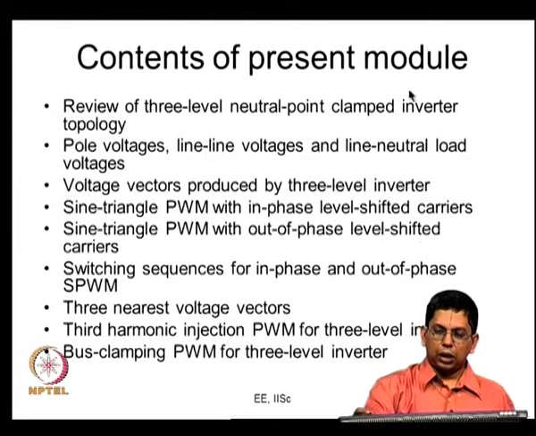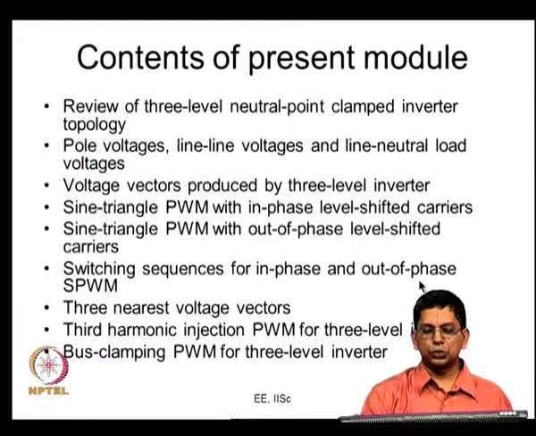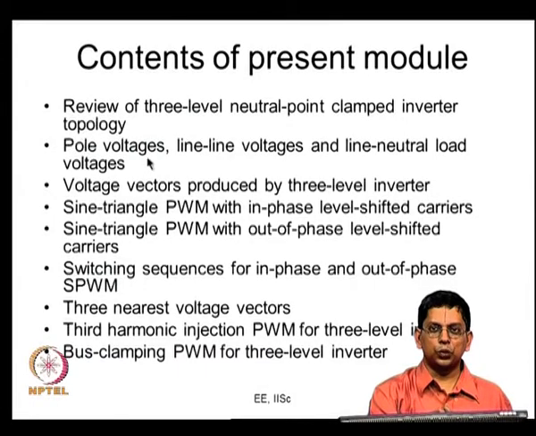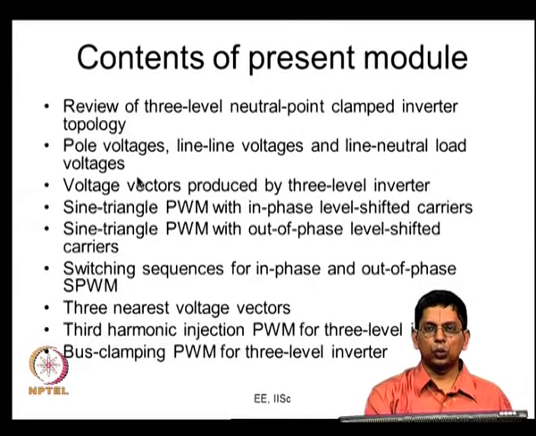As I said in the previous lecture, these are the contents that we had in the present module. We initially reviewed the neutral point clamped inverter topology and looked at the pole voltages, line voltages and line to neutral voltages, and how they are related. The essential difference is that in a 2 level inverter the pole voltage can be only plus VDC by 2 and minus VDC by 2, and here it can be plus VDC by 2, minus VDC by 2 or 0. This intermediate voltage level leads to many more voltage levels, like 5 different values possible for line to line voltage, and more possible instantaneous values for line to neutral voltage, and this is what is responsible for the improved waveform quality.